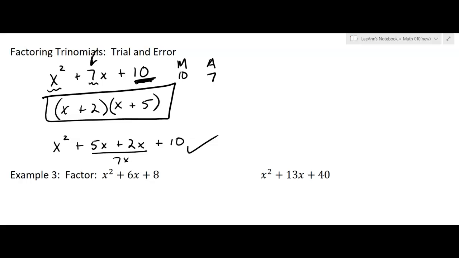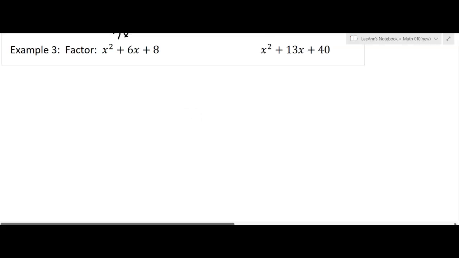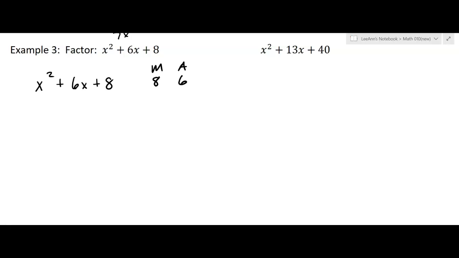Now, when we're factoring, we don't care if you put x plus 2 before or after the x plus 5. That doesn't matter to us. Multiplication is commutative. Okay? So we think of numbers that multiply to be one thing and add to be something else. All right. So we're going to try two more examples here. I have x squared plus 6x plus 8. And I want two numbers that multiply to be the 8 and add to be the 6.